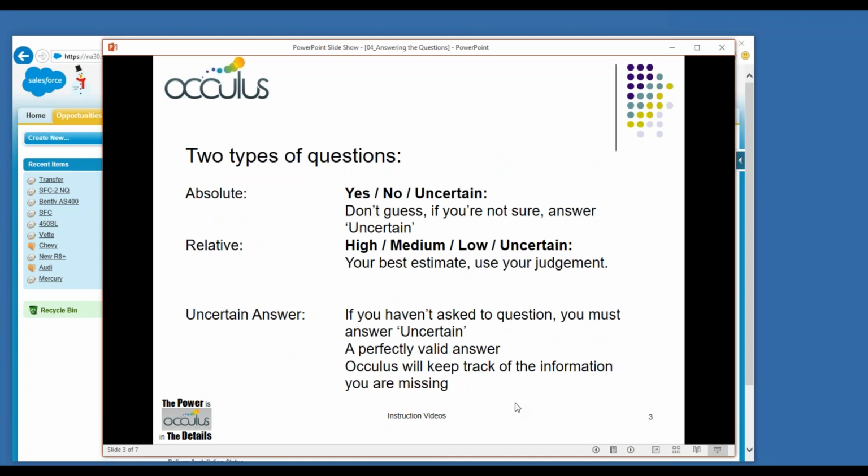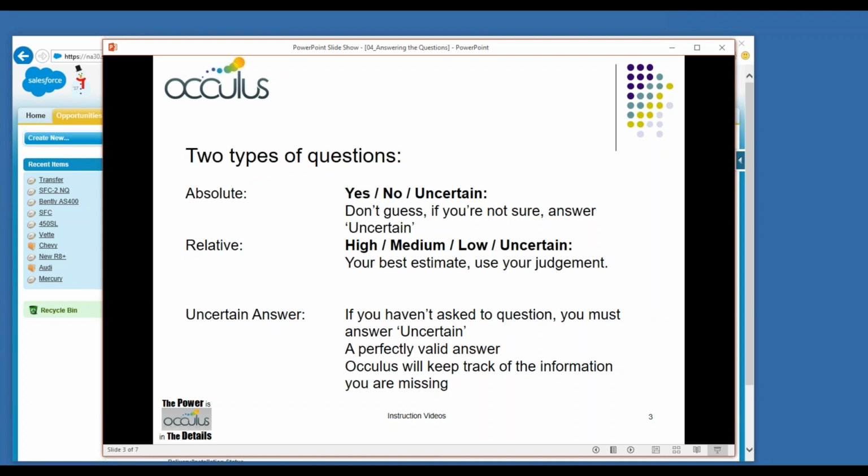The majority are what we refer to as absolute questions, where the choices of our answer are very minimal. Yes, no, or you don't know. And for these types of questions, don't guess. If you're not certain, just answer uncertain. The other type of question is the relative question. In these questions, Occulus is looking for you to use your best estimate, your judgment, your sales radar, your sales skills. What do you think, type thing? And the answers are relative: high, medium, low, and uncertain.